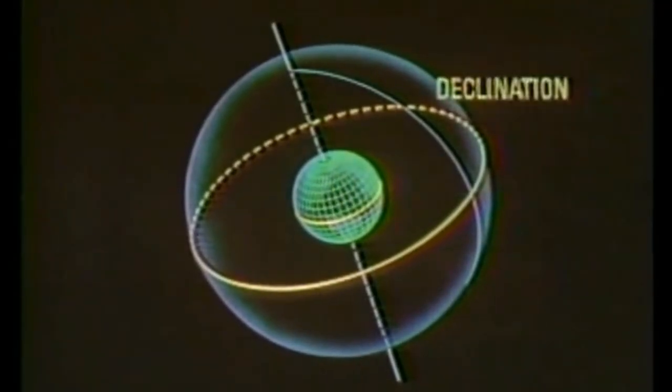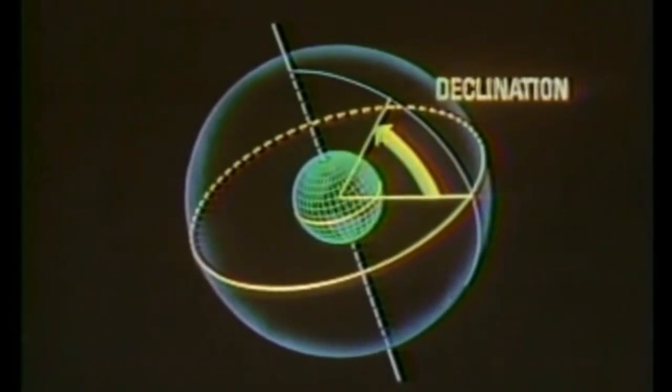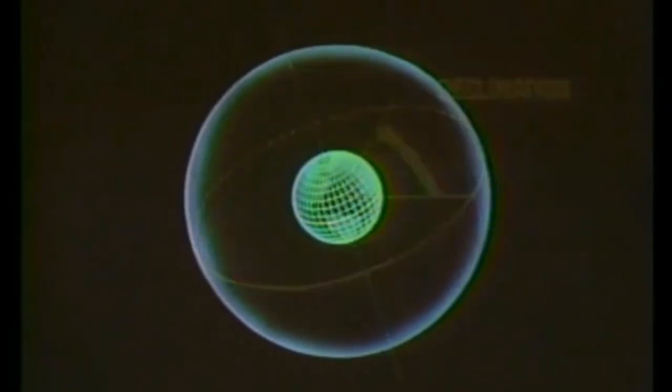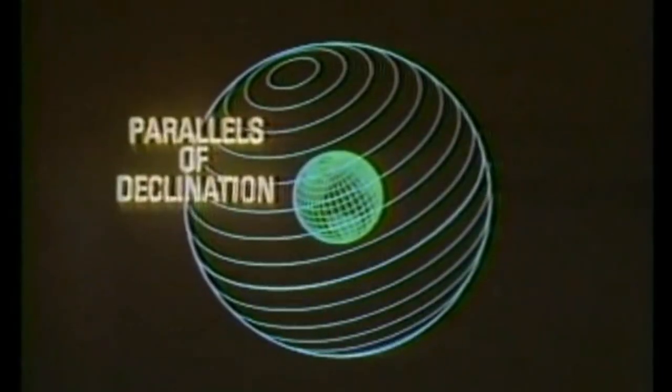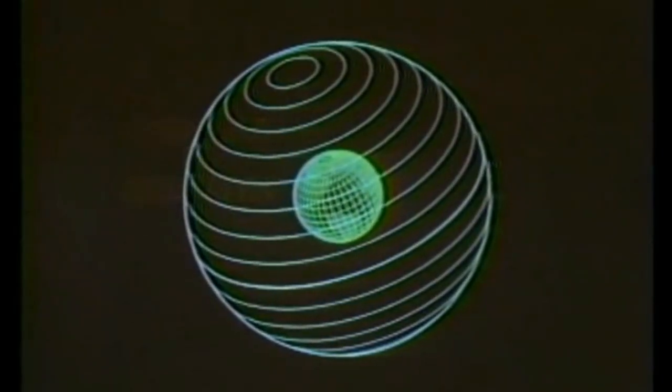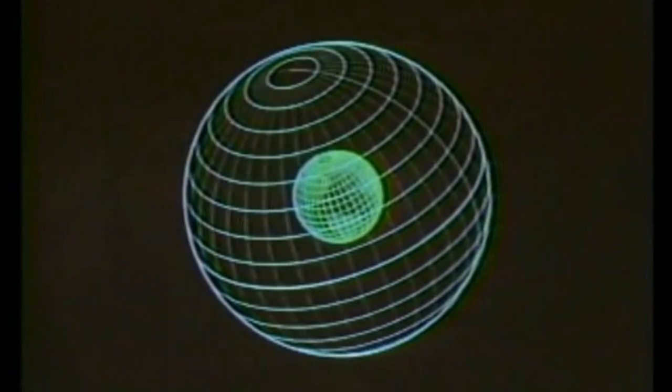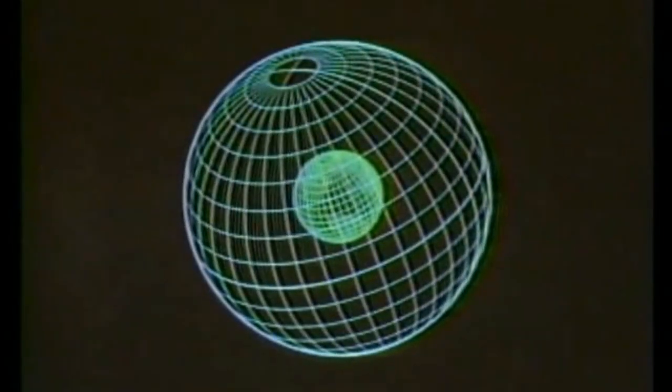Celestial latitude is called declination. It is the angular measure from the celestial equator, north or south, to a given point on the celestial sphere from 0 to 90 degrees. There are parallels of declination on the celestial sphere similar to parallels of latitude on Earth. When combined with celestial meridians, they form a celestial grid comparable to our terrestrial grid system. Now we must relate the two.